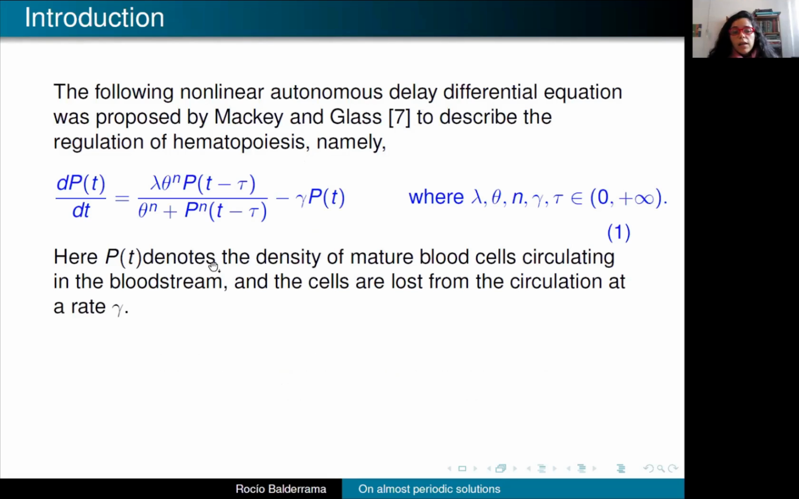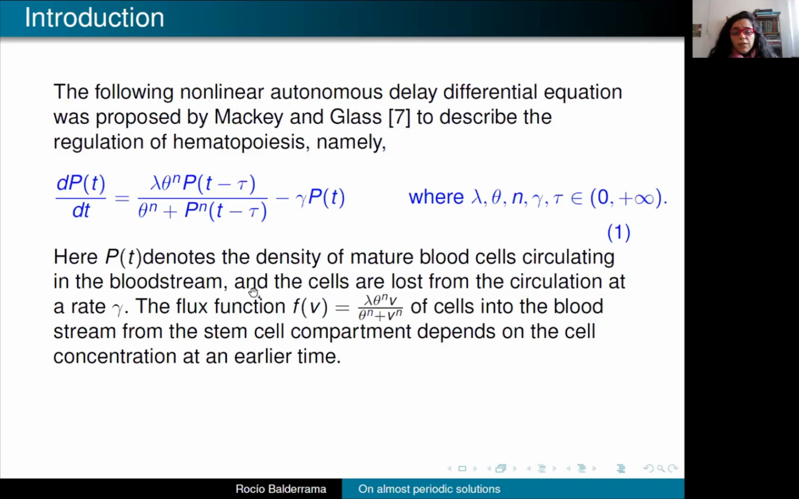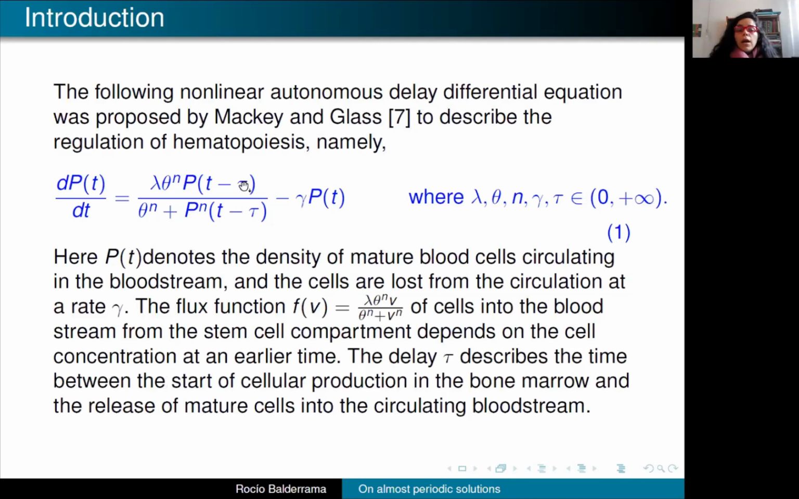Here, P denotes the density of mature blood cells circulating in the bloodstream, and the cells are lost from the circulation at rate gamma. The flux function F, the nonlinearity of cells into the bloodstream from the stem cell compartment, depends on the cell concentration at an earlier time tau. And the delay tau describes the time between the start of cellular production in the bone marrow and the release of mature cells into the circulating bloodstream.